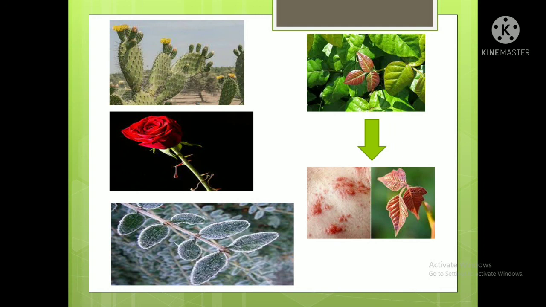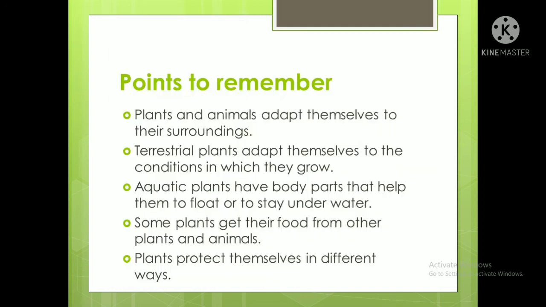Okay, so almost this chapter is finished. Now let's talk about what we have already talked about here. See, points to remember here. Plants and animals adapt themselves to their surroundings. Terrestrial plants adapt themselves to conditions in which they grow. Aquatic plants have body parts that help them to float or to stay underwater. Some plants get their food from other plants and animals. And plants protect themselves in different ways. So this video, this chapter is finished.